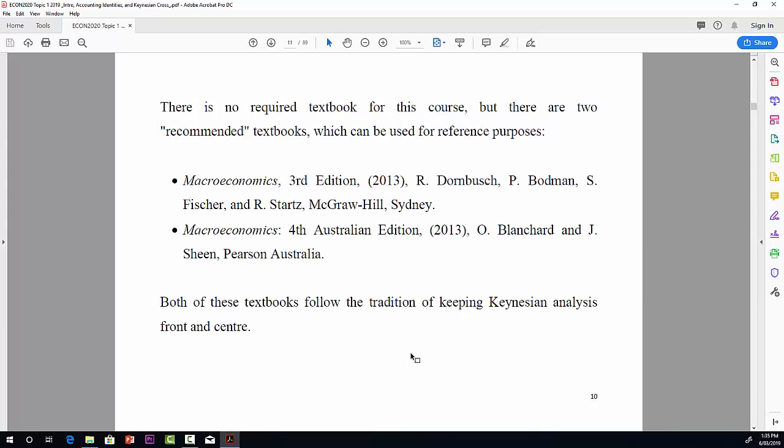Now there's no required textbook for this course, as I mentioned before when I talked about the course outline, but there are two recommended textbooks, the one by Dornbusch, Bodman, Fischer, and Startz, and the one by Blanchard and Sheen. So again, you don't need to buy those textbooks for this course, but both of these textbooks can be used as useful background reading, and they both follow this tradition of keeping Keynesian analysis really at the heart of most of what goes on in the theory in the book.